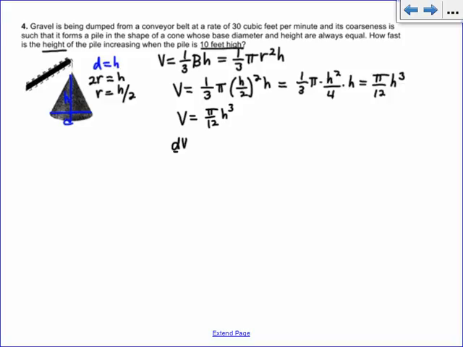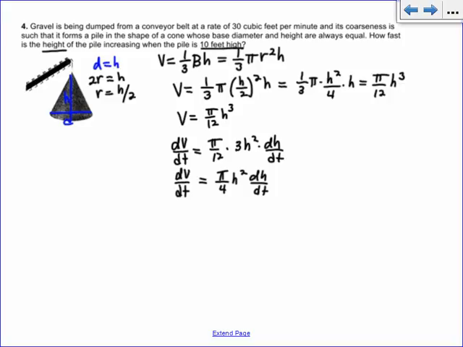So when I take the derivative, I get dV over dt equals, you can pull the pi over 12 to the front and then just take the derivative of H cubed. You get 3H squared dH over dt. Or you could have done it all together and had pi over 4 H squared dH over dt. Doesn't matter. Right, the 3 and the 12 reduce.